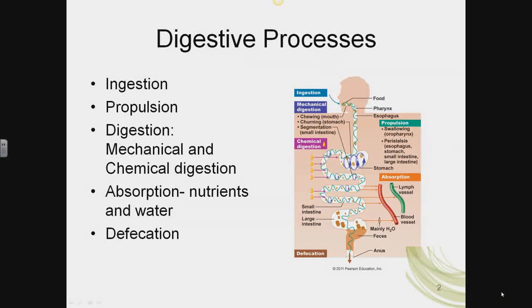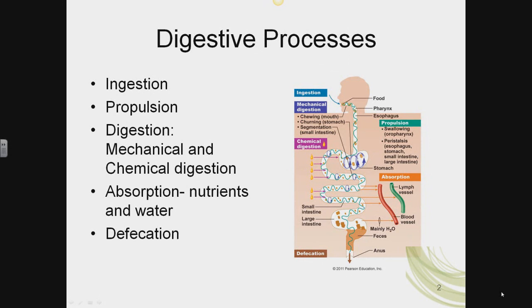There are 2 aspects to this: mechanical digestion, which means the physical breakdown of ingested materials into smaller pieces. And most of us think mechanical digestion is only chewing in your mouth, and that's not true. We're going to see mechanical digestion, as shown on this slide, occurring in the stomach through churning. And we can also see the small intestine participating in this with segmentation.